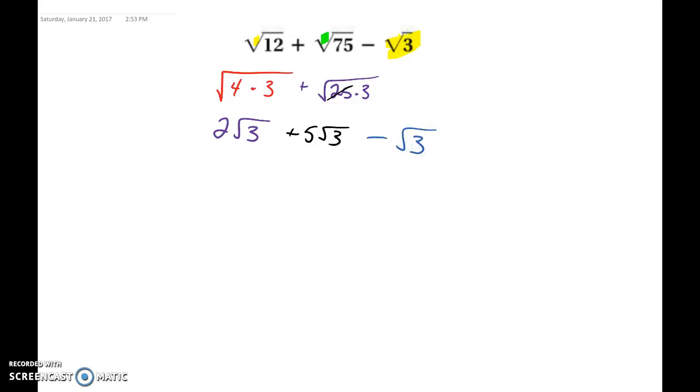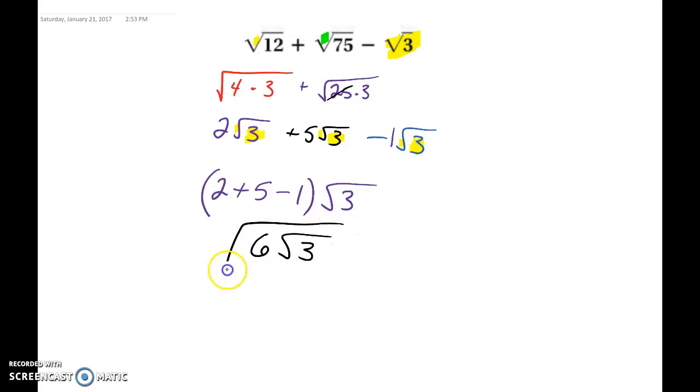So now here, all of our indexes are square roots, and our radicands are all 3's. So these are, in fact, like terms. So now we can just add and subtract what's on the outside. So this could be rewritten as 2 plus 5 minus 1, because that's what's understood to be there, times the square root of 3. 2 plus 5 is 7, minus 1 is 6, so it's 6 times the square root of 3.